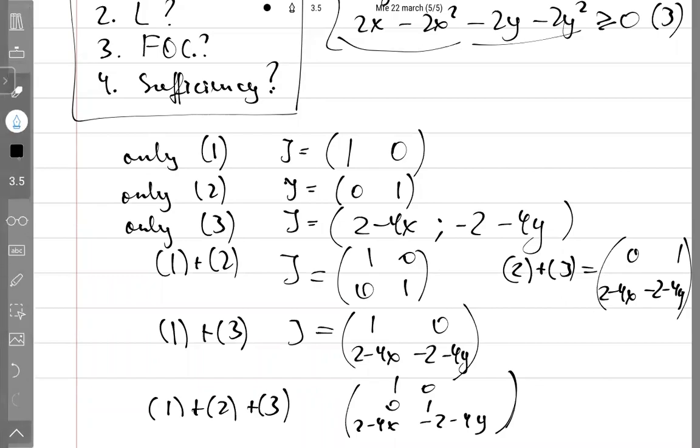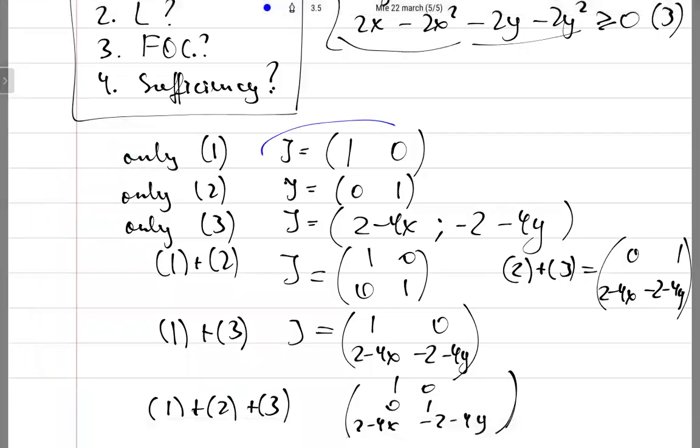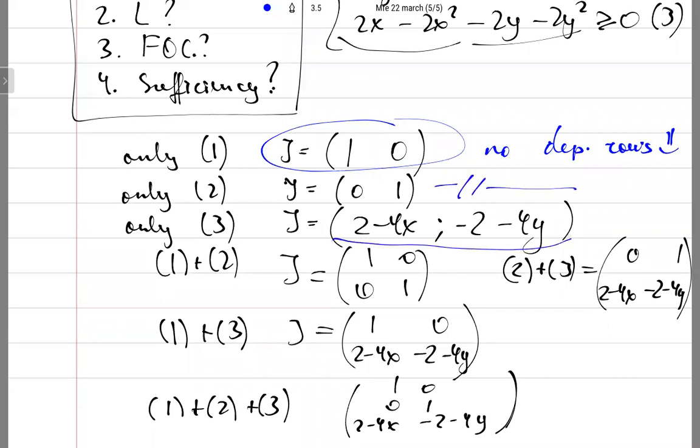In the first case, are there any dependent rows? If I have only one row, 1, 0, no dependent rows. I'm happy. The same for the second case. Here at first it seems that it may be equal to 0 and NDCQ failed. I'm scared, I should run away from the exam.